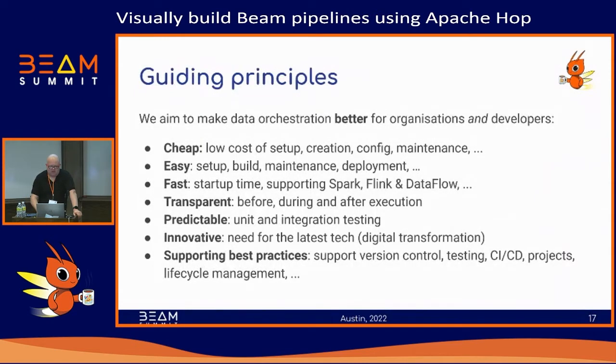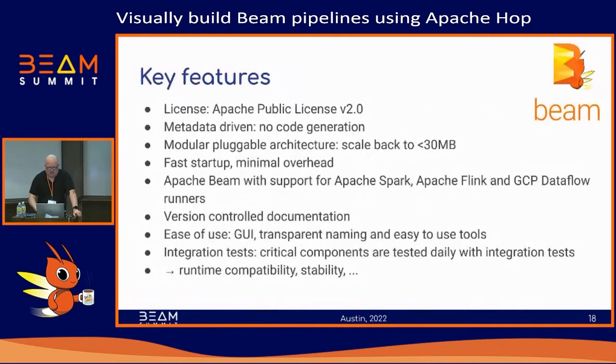So yeah, we want to be cheap, easy, fast, transparent, predictable, innovative. And obviously we're Apache licensed, and we can scale back the architecture from the 500 plus megabytes that it is to smaller than 30 megabytes. So everything is a plugin in our architecture, even data types and database drivers. The Beam plugin is pretty big.